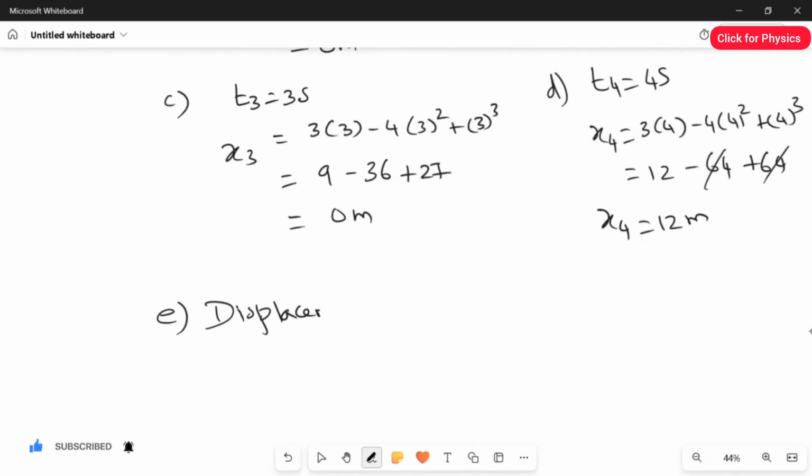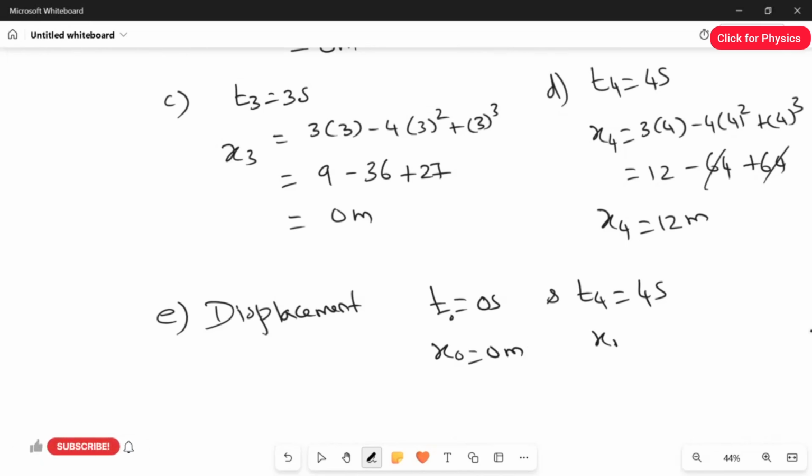We are going to find the displacement between the two times t naught, which is equal to 0 second, and t4, which is equal to 4 second. So what is its respective position? Its respective position x naught is 0 meter, and its respective position x4 is equal to 12 meter. Between these two numbers, we are going to find the displacement.